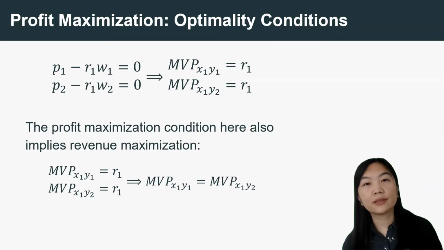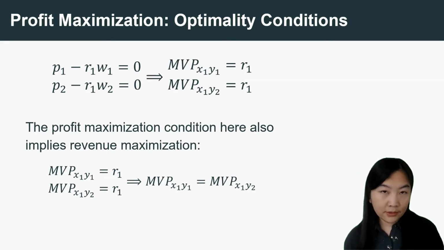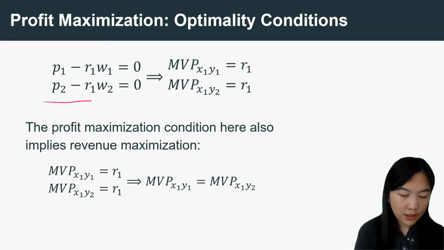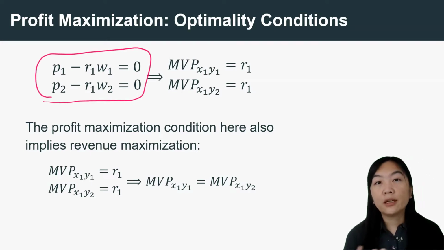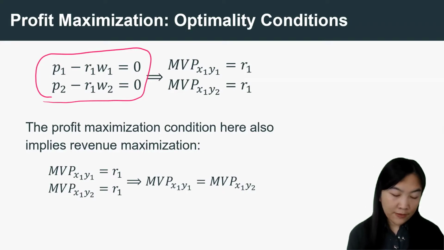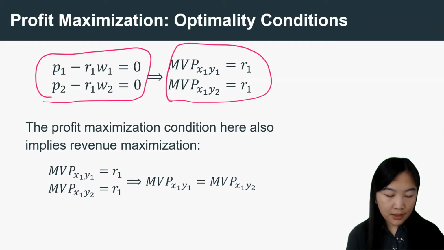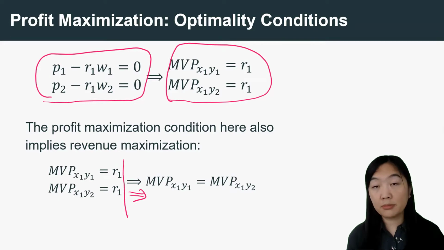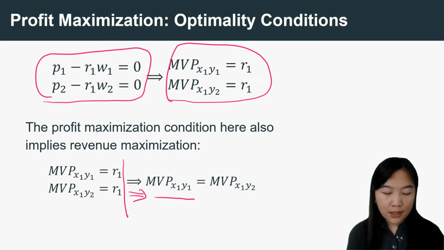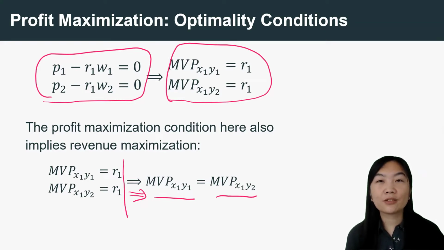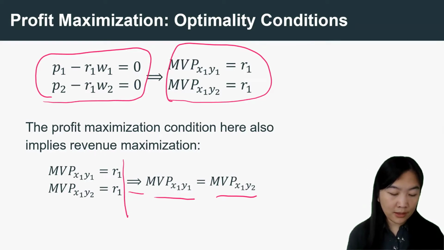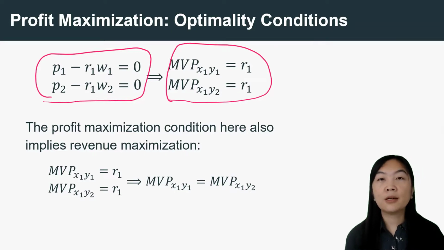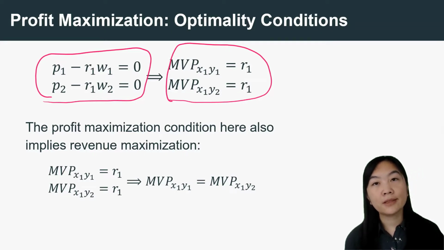And let's actually look at this slide. You can say here, this is a condition for the output, for the profit maximization, and we can write it this way. Once we write it this way, this condition implies that MVP x1 y1 equals MVP x1 y2. So this is actually the condition for the revenue maximization, right? So again, in the multiple output case, the profit maximization implies the revenue maximization.